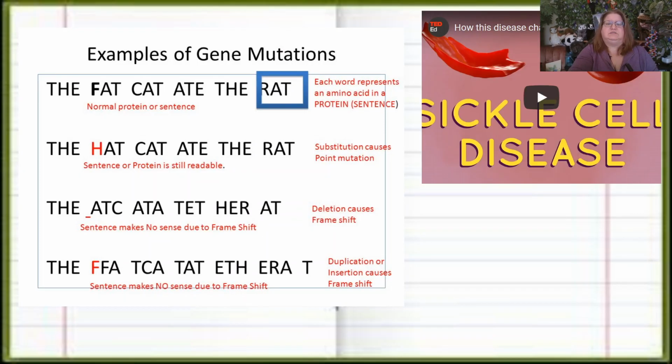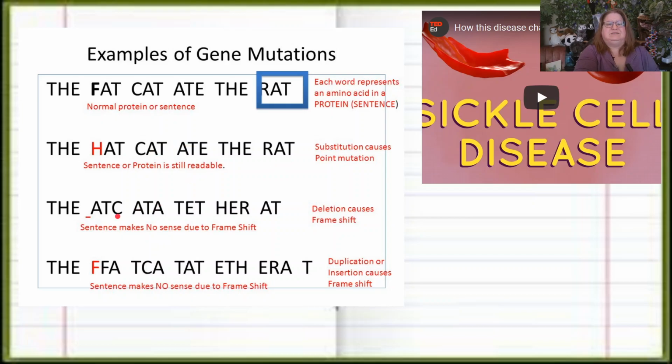Now, here's a good example. For instance, this is the normal sentence: The fat cat ate the rat. But if you substitute an H for the F, and notice these are all three-letter words, so this is a nice example, the hat cat ate the rat. And the sentence is mostly making sense except for that word.